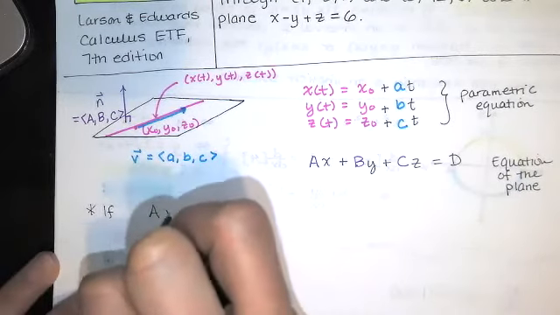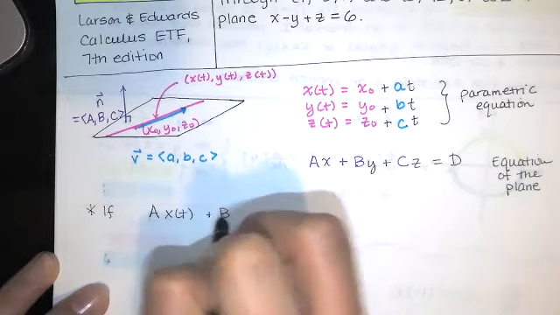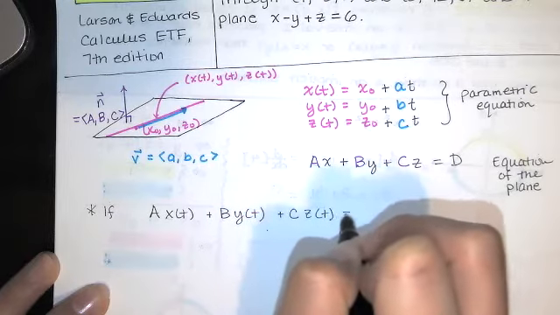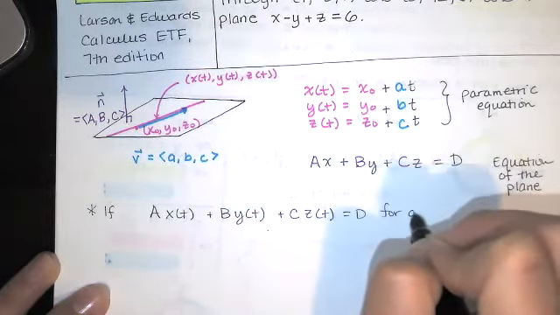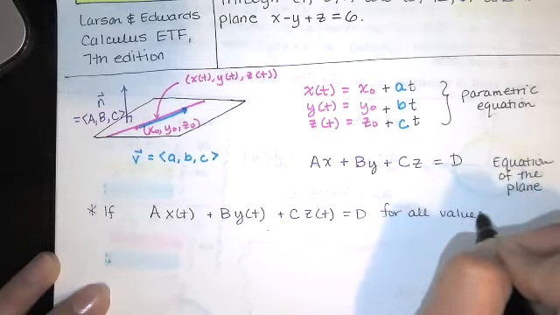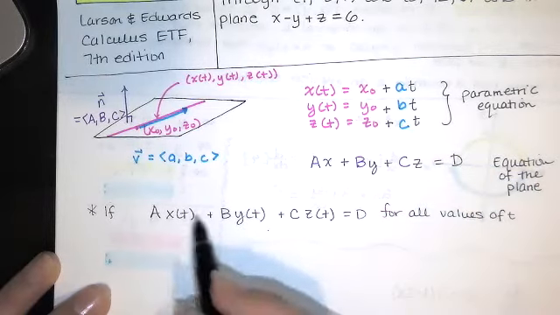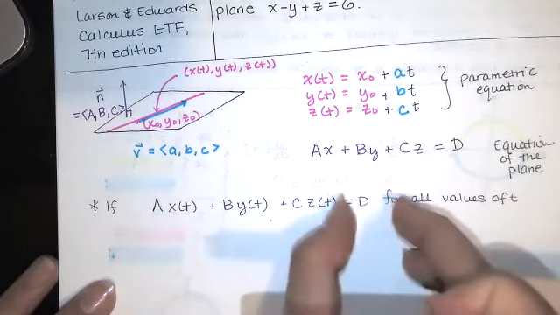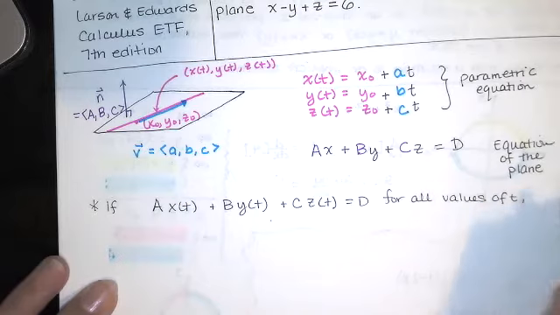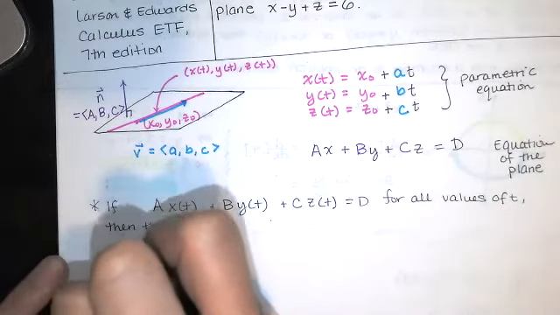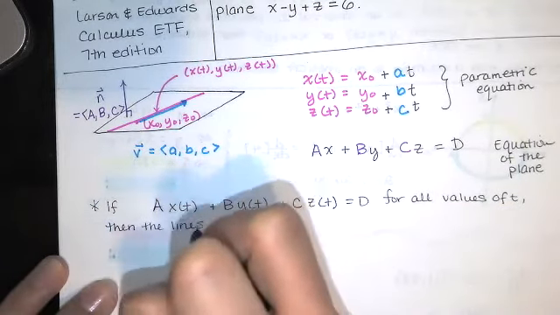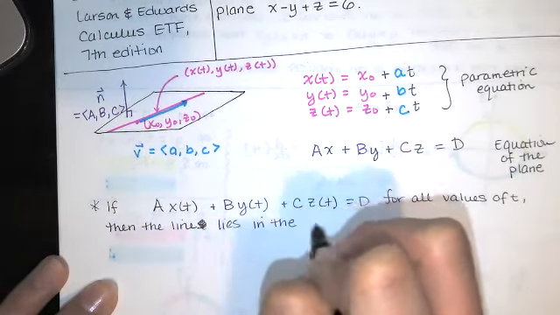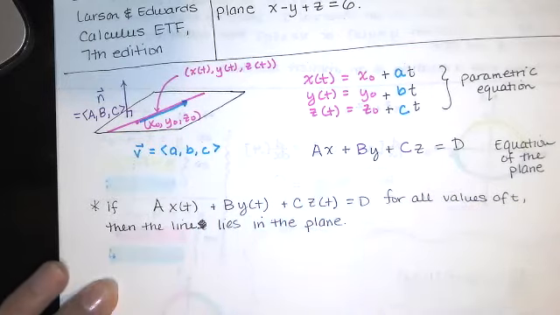If a times x of t plus b times y of t plus c times z of t equals d for all values of t, that means you simplify this and you get a true statement. All the t's are gone and you end up with a d on this side equals d on this side. Then the line lies in the plane. Okay, so that's one possibility.